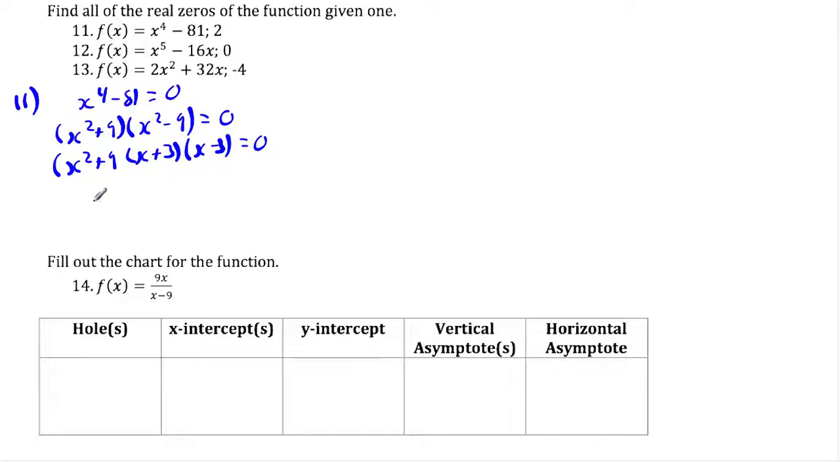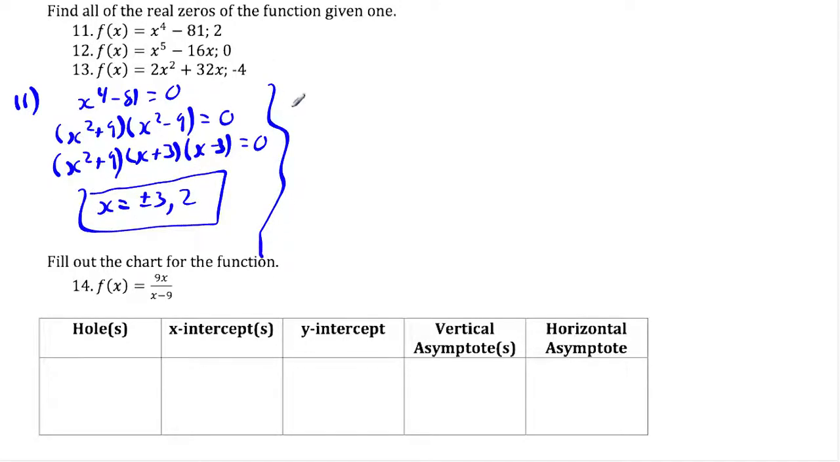So if we set this equal to 0, x squared plus 9 can't be 0. So it's going to be an imaginary 0. But we're only asking for the real zeros. So we're going to get x is equal to plus or minus 3, and also the 2 that was given. So we can get that just by factoring, no need to divide.